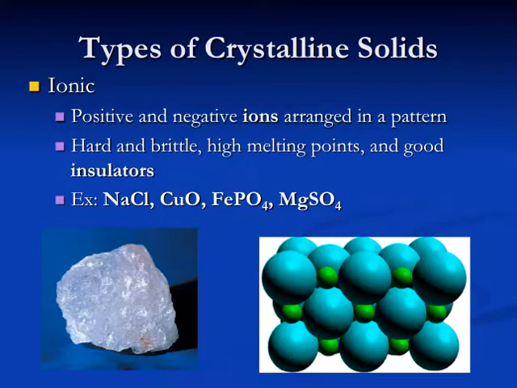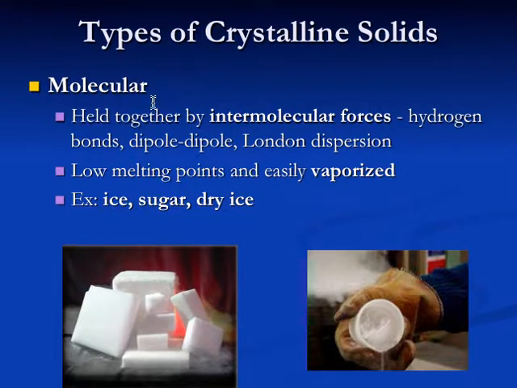So again, we have three types of crystalline: atomic, which is broken down into three more, and now ionic, and then the last type of crystalline is called molecular. So these are molecules that are held together by intermolecular forces that we've talked about already: hydrogen bonds, dipole-dipole, and London dispersion. Because they're held together by intermolecular forces, not covalent bonds, not ionic bonds, that makes them a very low melting point, easily vaporized.